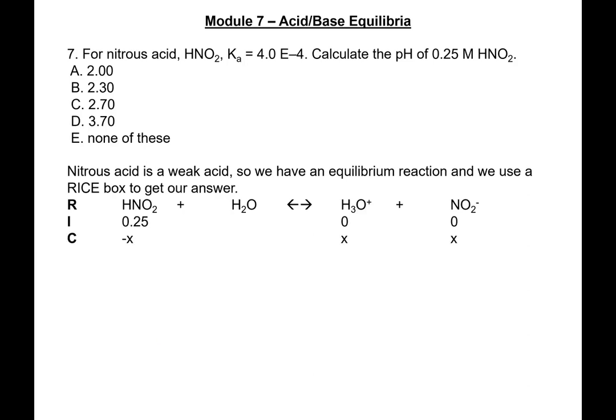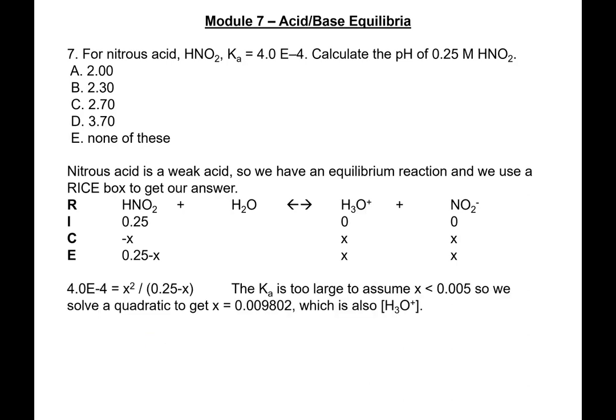What is the change? Well, we don't know how much HNO2 dissociates, so that's going to be a minus X. And because the stoichiometry is 1-to-1, very easy, we get positive X for hydronium ion and nitrite. So our equilibrium concentrations would be 0.25 minus X and X and X. So now we set up our equilibrium expression, and we get 4.0 times 10 to the minus fourth is equal to X squared, X times X, divided by 0.25 minus X.